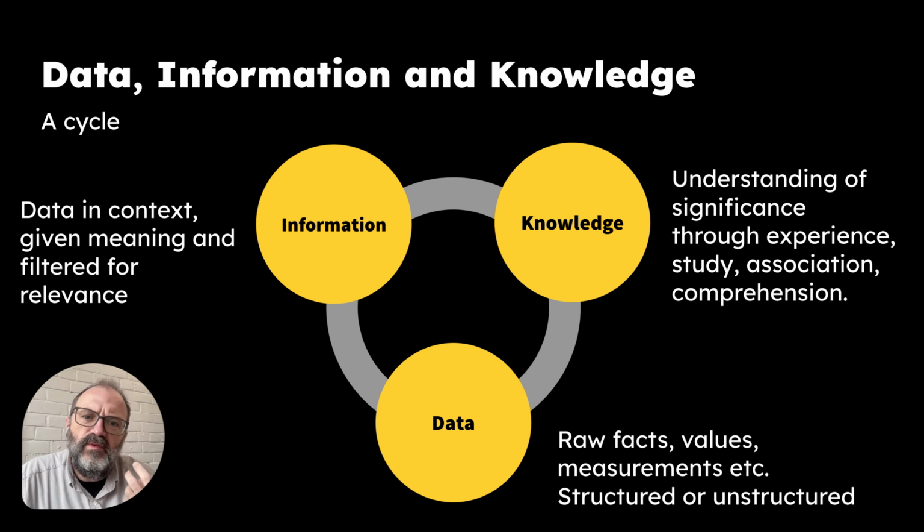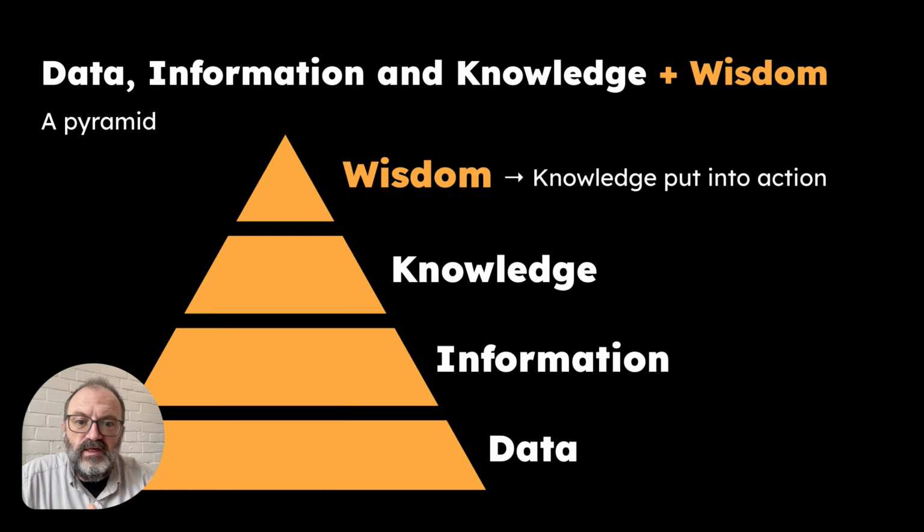So basically, it doesn't become something that you use until it's information. So it's data in context, something that has been given meaning and filtered for relevance. Or it is going up a level into becoming knowledge. Knowledge is an understanding of the significance through experience, study, association and comprehension of the data and the information. There's another model for this, a pyramid. As you can see from this, the lower level is data, and then you have information, and then you have knowledge, and at the very top of that is wisdom. It's knowledge put into action.